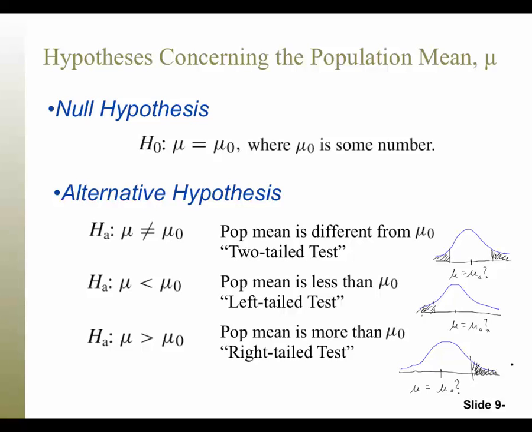So when you're doing a hypothesis test, you're going to have the null hypothesis, and you're going to have one of these. You're going to either be testing for just different from, less than, or greater than. So in a given hypothesis test, you'll have the null and you'll have one of these three alternatives. Any questions so far?